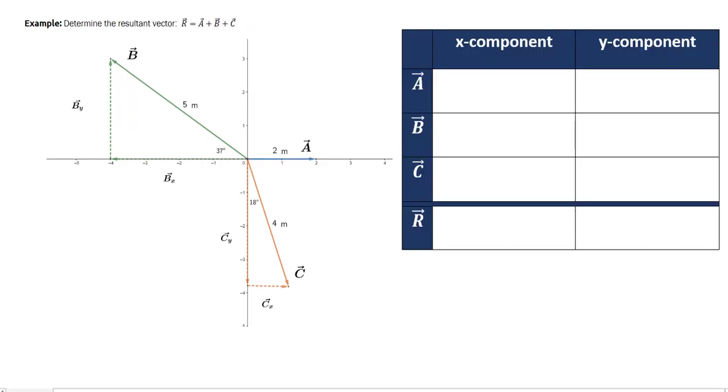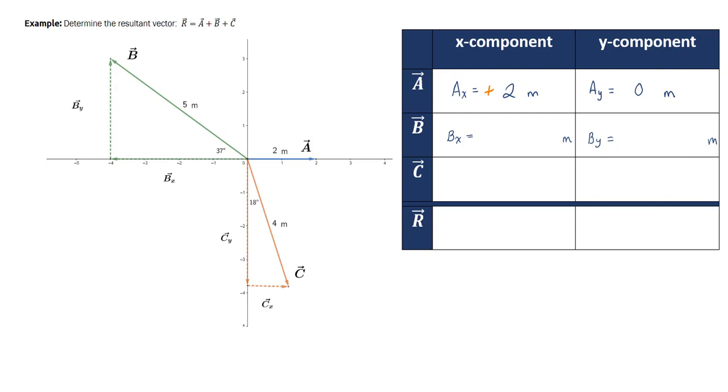To organize your work, you may choose to use a table like the one I have here. We'll notice that vector A lies on the x-axis, so it does not have a vertical component. So Ay is just going to be 0 meters. Since the vector is pointing in the positive x direction, the x component of A is going to be positive 2 meters. We will be using trigonometric ratios to complete the rest of this table.